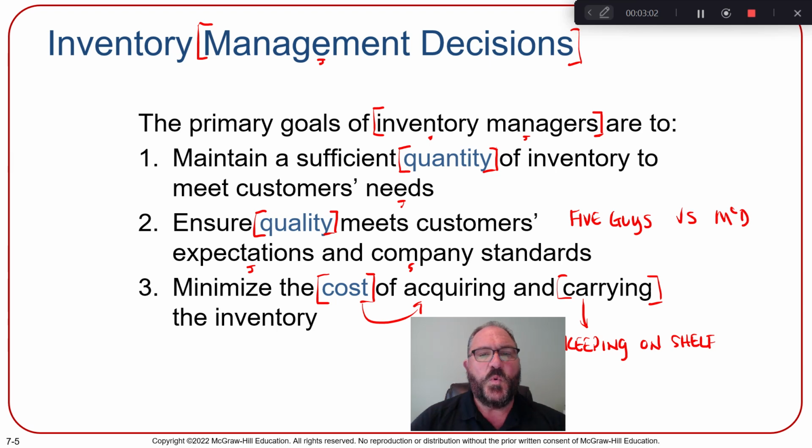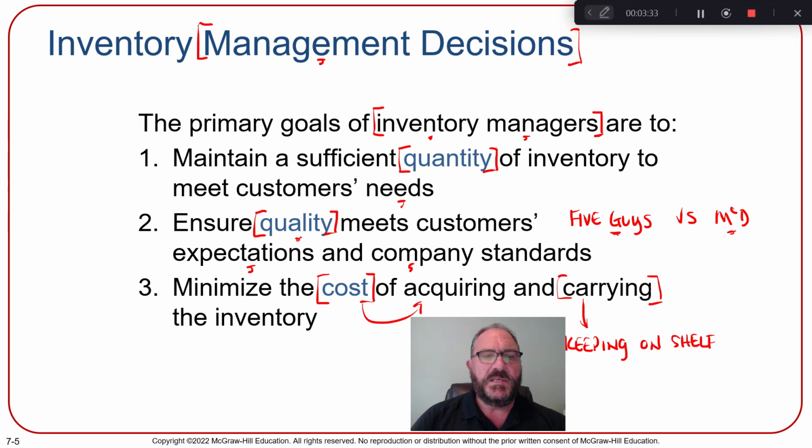Also, ensuring that the quality meets the customer's expectations and the company standards. So, for example, Five Guys versus McDonald's. Now, they both sell hamburgers, but I don't think there's anybody out there that would say Five Guys and McDonald's make the same kind of hamburger. They're both in the food business, but not really in the same ballpark as far as quality, right?